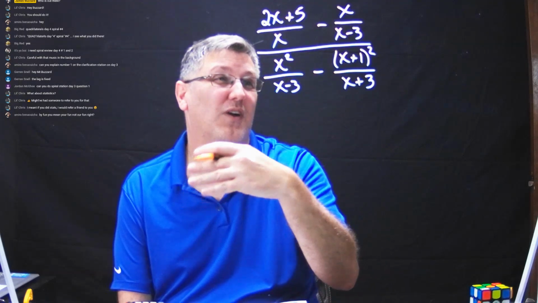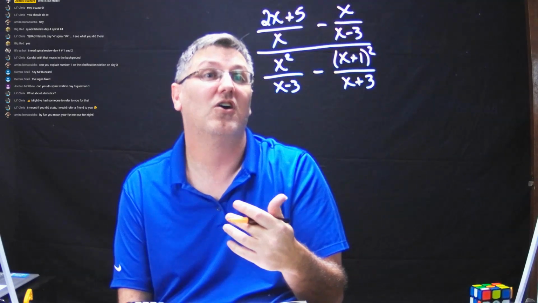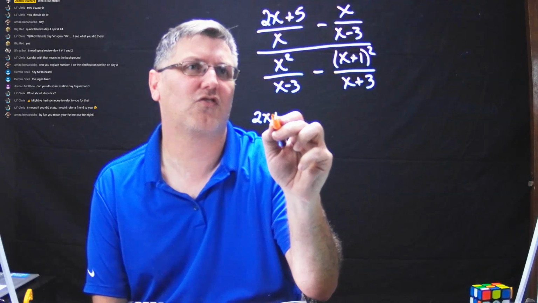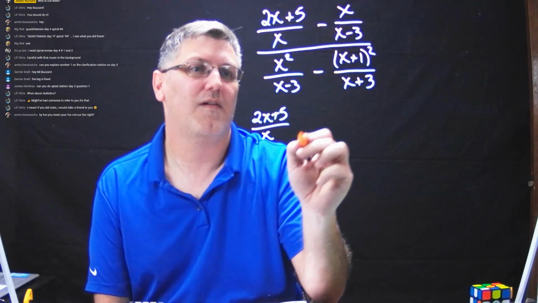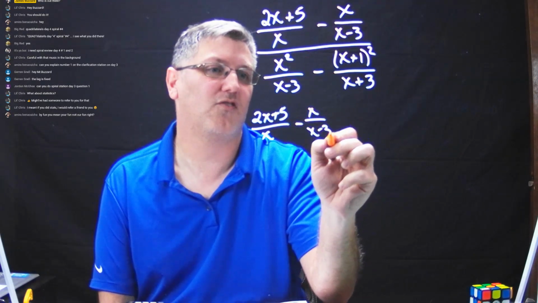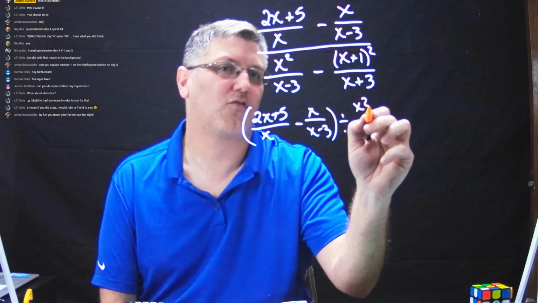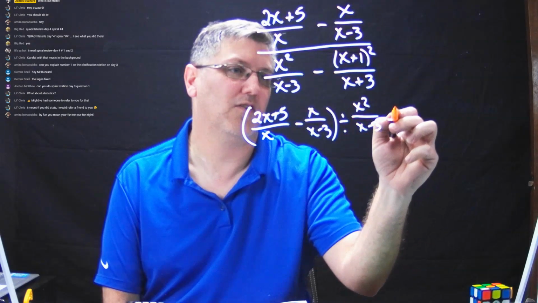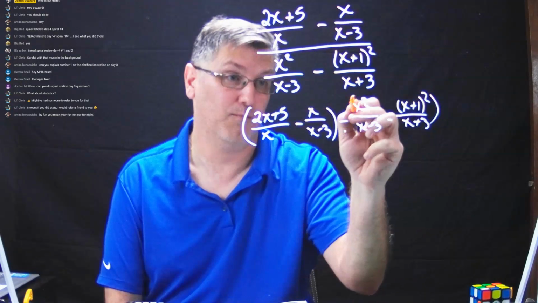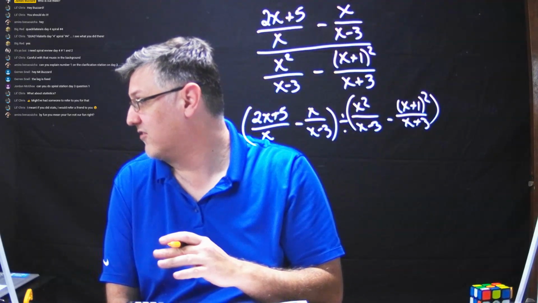I'm going to rewrite this so it actually makes a lot more sense to you guys. I'm probably going to have to erase halfway through this problem because I'm going to run out of space. So actually I wrote that too big, I need to write smaller. So I'm going to have 2x plus 5 over x minus x over x minus 3. I want to put parentheses around it. Then I'm going to divide x squared over x minus 3 minus the x plus 1 squared over x plus 3, and put that in parentheses. So these are the exact same thing. It looks scary. That's all.